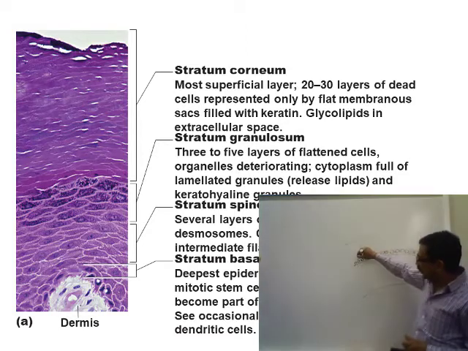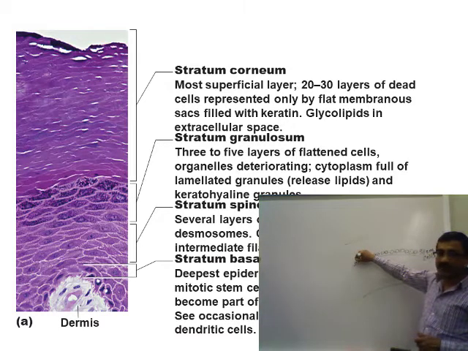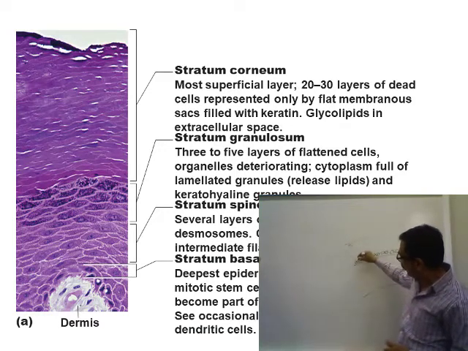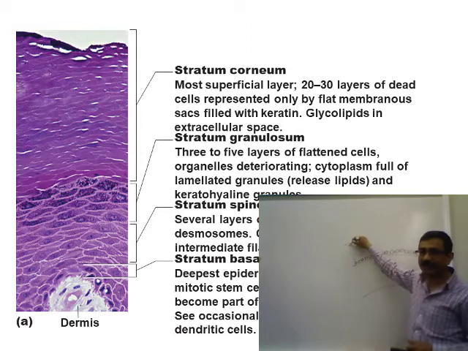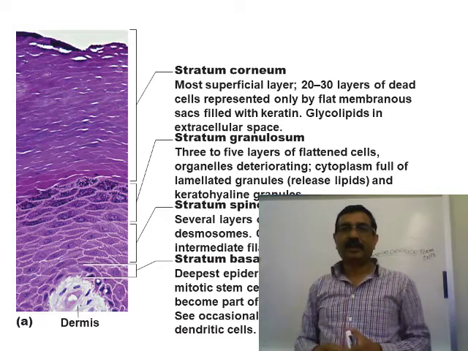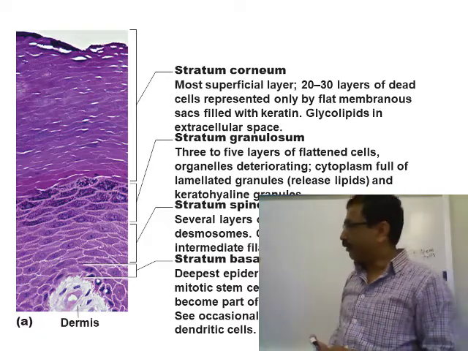Once a new cell is produced from these stem cells, it takes about 25 to 45 days from here to reach here. That means from innermost to outermost layer, it takes 25 to 45 days.